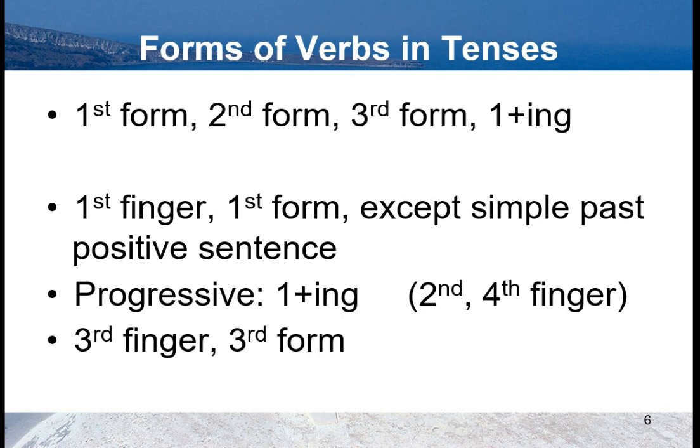Progressive: wherever you find the word progressive, in the second and fourth finger, there would be first form plus ing. As a mnemonic, you can memorize that progressive starts with P, and plus also starts with P. So progressive means first form plus ing. Third finger, third form of the verb. So all perfect tenses have the third form of the verb.